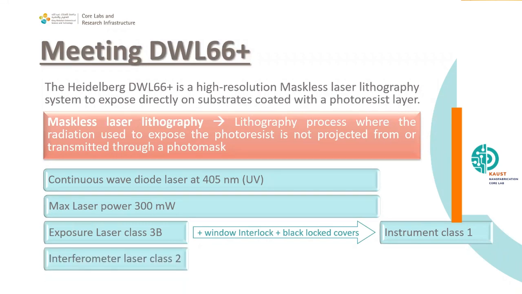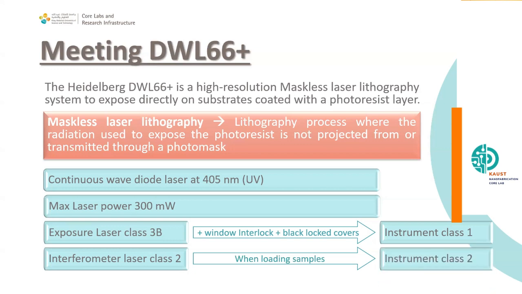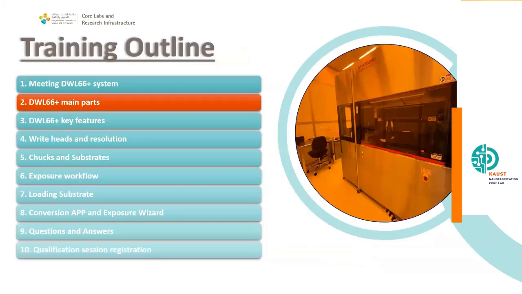Even though it has another laser inside for the interferometer, for the stage position, this laser is class 2. Less hazardous, but still hazardous. And whenever you are loading the sample, you are kind of exposed. Of course, it is not at eye level, so it's very difficult that you get exposed to that. But I have to say that when you are loading the sample, the instrument is classified as class 2.